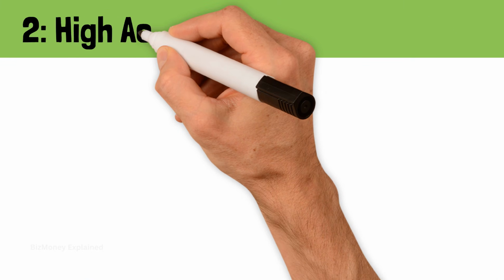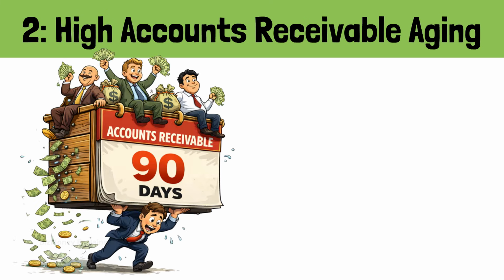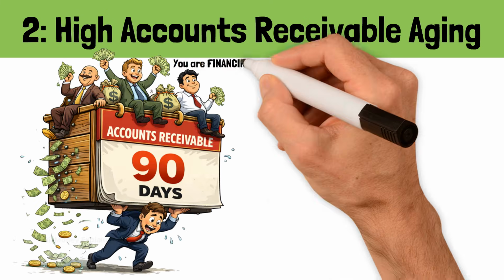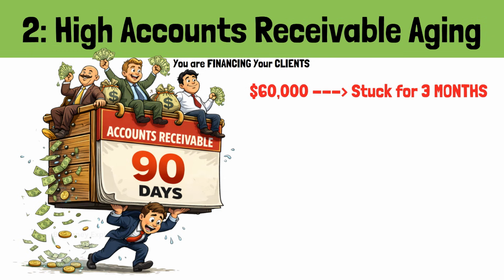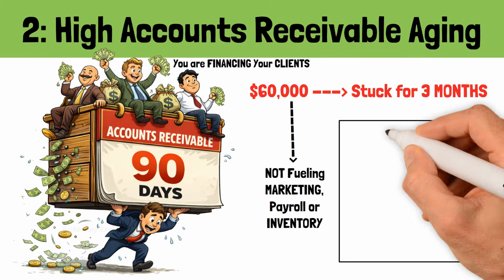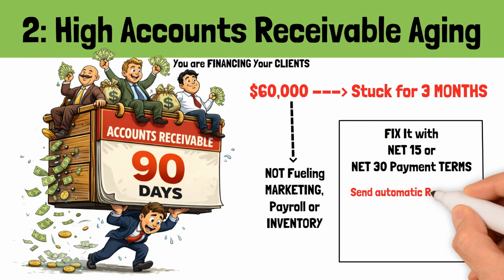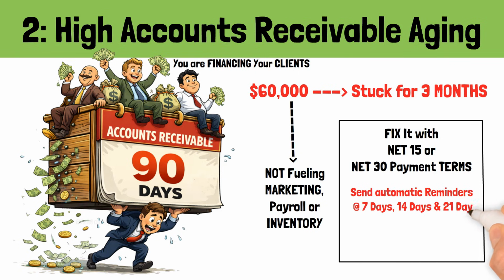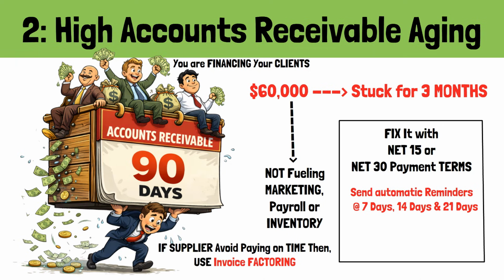Problem number 2, high accounts receivable aging. If your accounts receivable are stuck at 90 days, it means you are financing your clients. If you have $60,000 stuck for 3 months, that's money not fueling marketing, payroll, or inventory. Fix this by enforcing net 15 or net 30 payment terms, sending automated reminders at 7, 14, and 21 days, and requiring credit checks before extending large terms. The goal is to reduce aging from 90 days to 30 days.